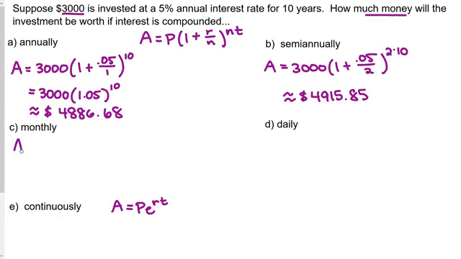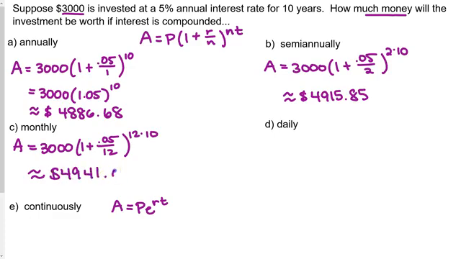Let's go with monthly. Monthly would be 12 times per year. 3,000 times (1 plus 0.05 over 12), raised to the power 12 times 10, or 120. Put that in your calculator. And we get, rounded to the nearest penny, $4,941.03.